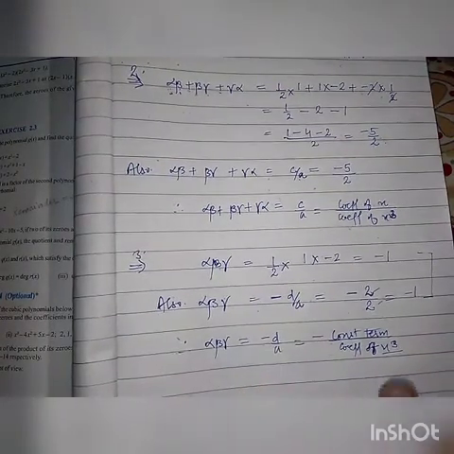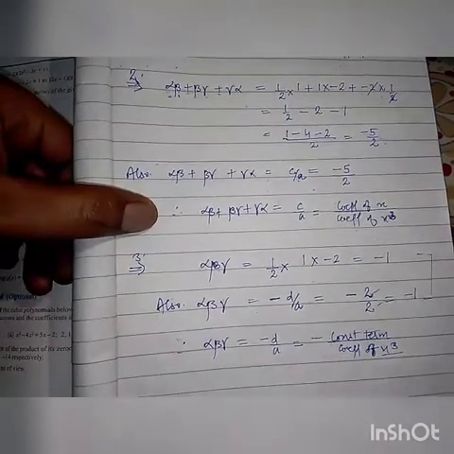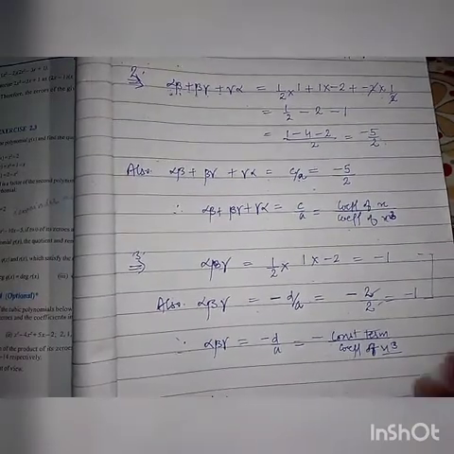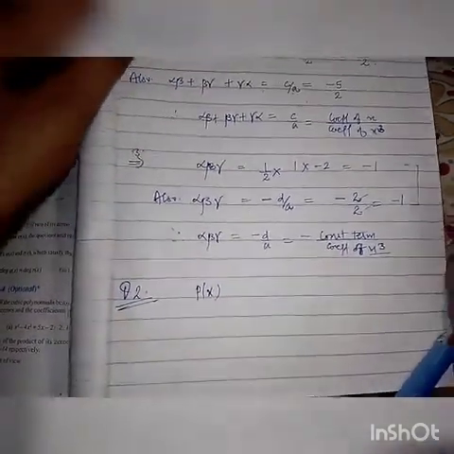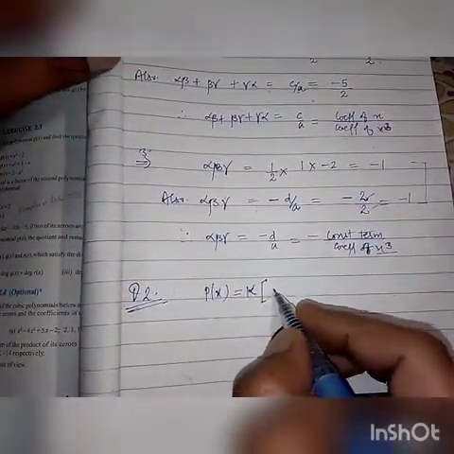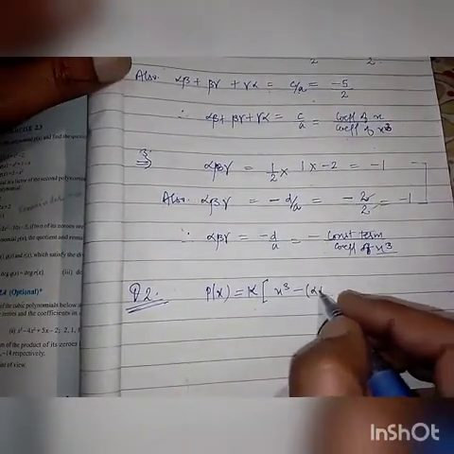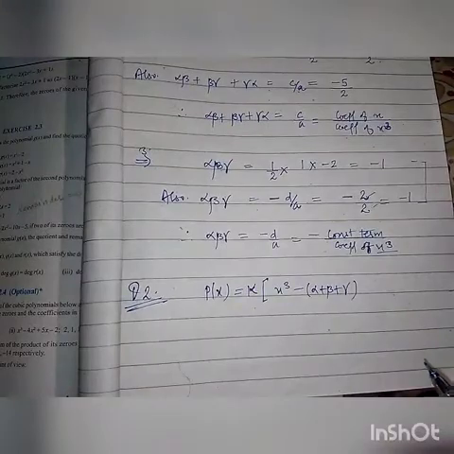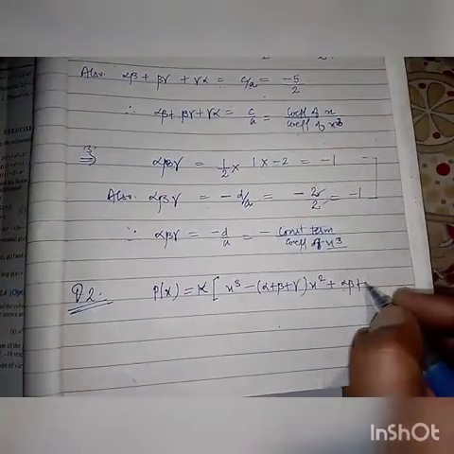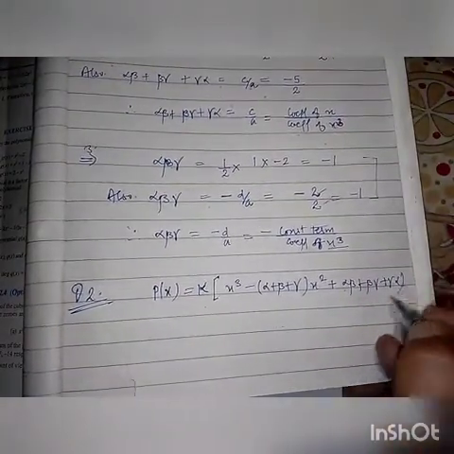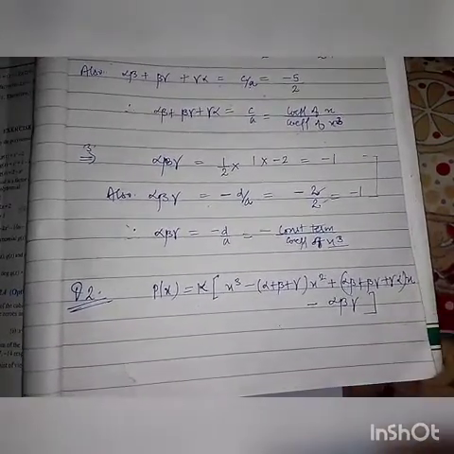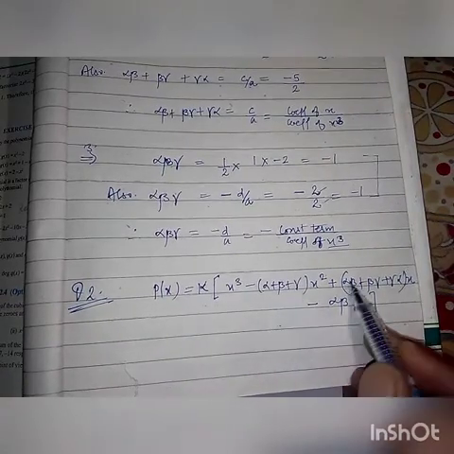Question number 2. Now, as we have done in exercise 2.2, we formed a quadratic polynomial. And this time we will form a cubic polynomial. Its formula is what? P of x is equal to k times x cube minus (alpha plus beta plus gamma), the sum of zeros, into x square plus (alpha beta plus beta gamma plus gamma alpha) into x minus alpha into beta into gamma. Is it clear? Sum of zeros, product of zeros taken 2 at a time. After that, product of zeros taken 3 at a time.